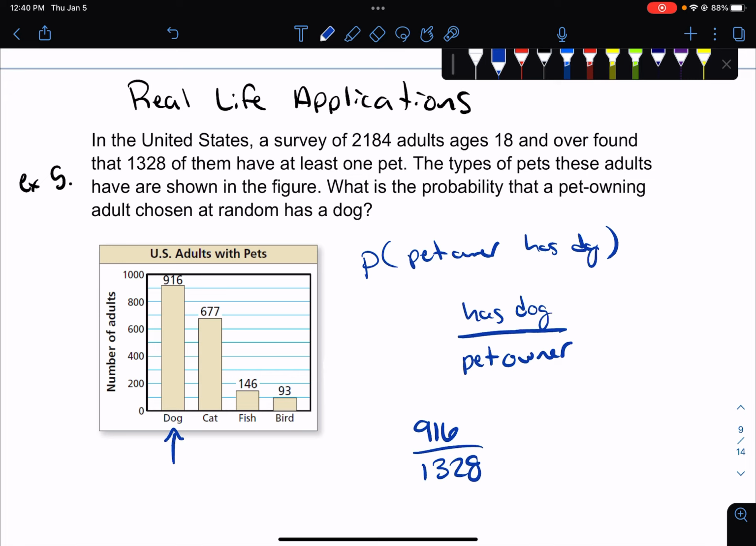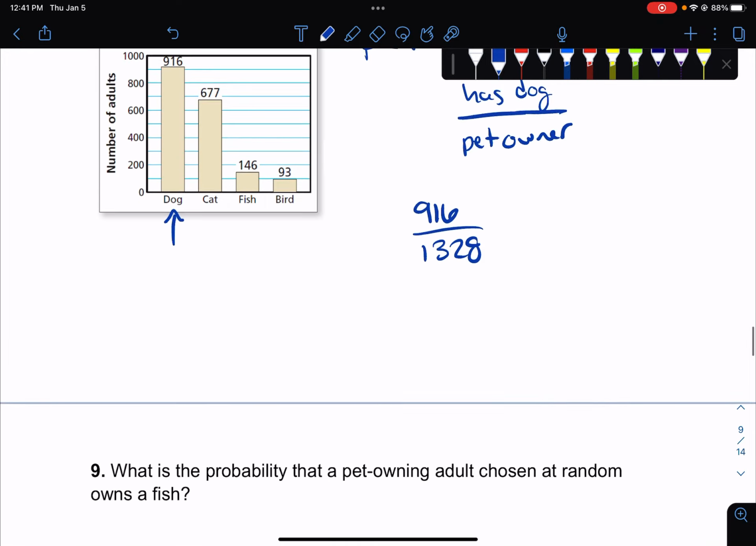Now that's a different question. If it had said, what's the probability that one of the adults had a dog, then we would consider all of the adults, but it doesn't. It wants us to only look at the pet owners. And that's why the pet owners went on the bottom instead of all of the adults, all right?